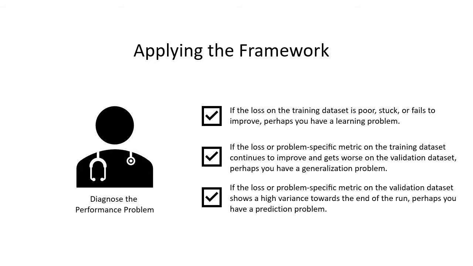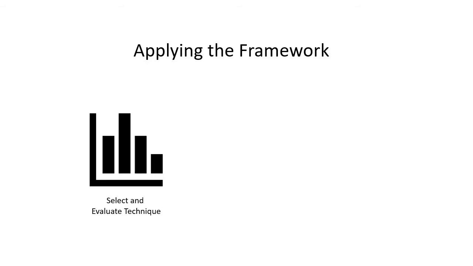If the loss or a problem on a specific metric on your validation dataset shows a high variance towards the end of the run, then perhaps you have a prediction problem. So the second thing you need to do is select and evaluate a technique. Review the techniques that are designed to address your problem. Choose a technique that appears to be a good fit for your model and your problem. This may require some prior experience with the techniques and may be challenging for beginners.